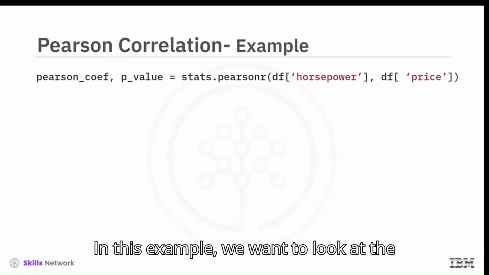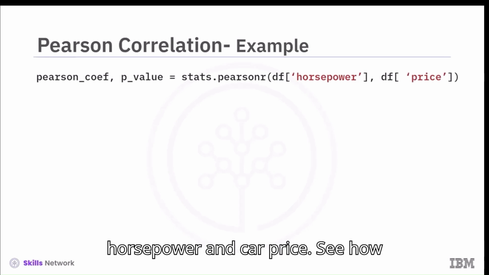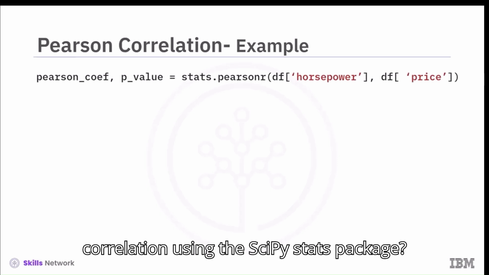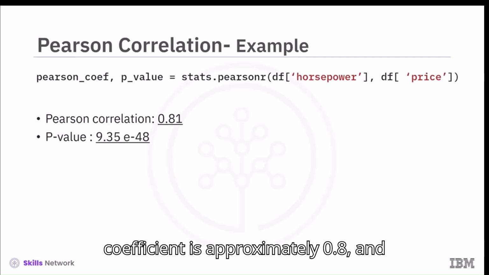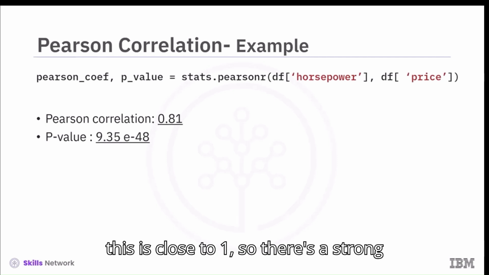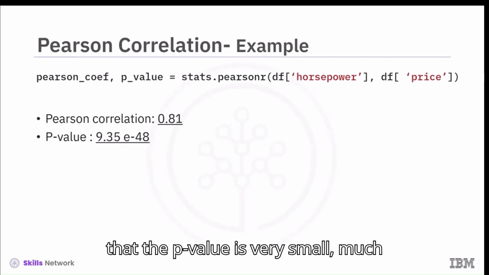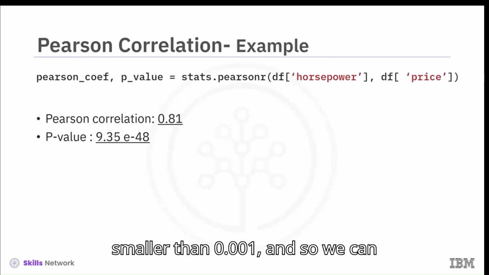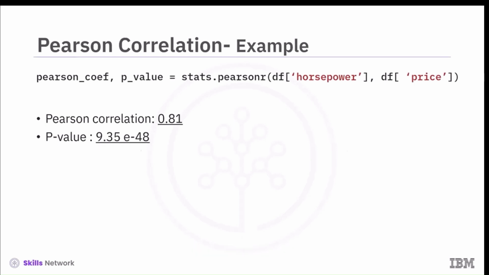In this example, we want to look at the correlation between the variables horsepower and car price. See how easy you can calculate the Pearson correlation using the SciPy Stats package? We can see that the correlation coefficient is approximately 0.8, and this is close to 1, so there is a strong positive correlation. We can also see that the p-value is very small, much smaller than 0.001, and so we can conclude that we are certain about this strong positive correlation.